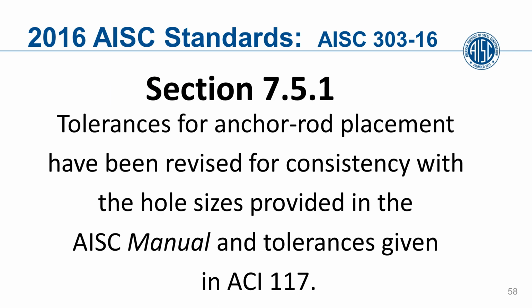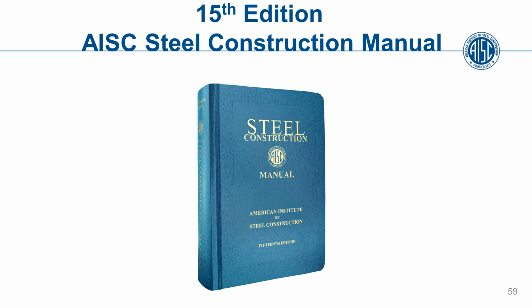And Section 7.5.1 deals with tolerances for anchor rod placements. They've been revised to be more in compliance with what's in the AISC manual and in ACI 117. So we're not going to go into that any more in depth. You can read that for more information. At this point, we're going to begin coverage of the changes that have occurred in the 15th edition AISC Steel Construction Manual.